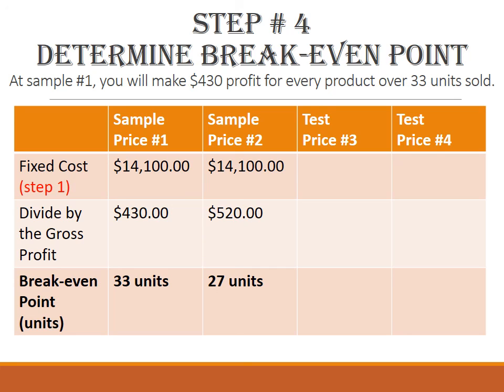With the gross profit of $520, you would be able to break even at 27 units, which means that below 27 units, you will be making a loss. But above 27 units, you will be making a profit, and that is how we'll be calculating it. So let us get to it. It is very easy. You just need to be focused.